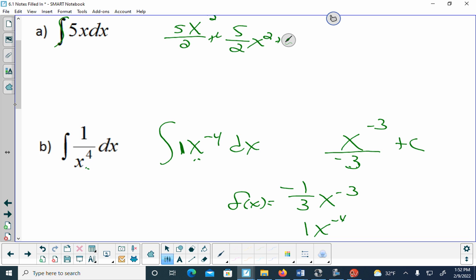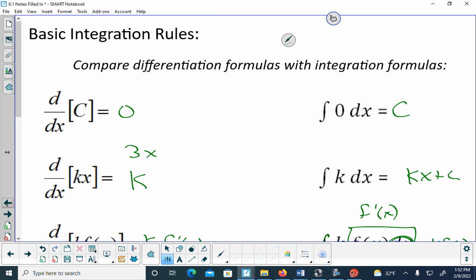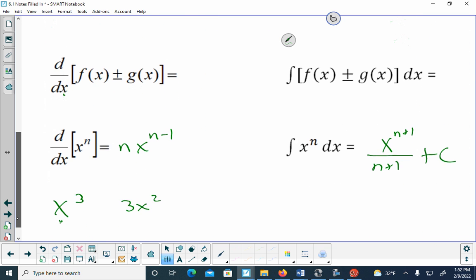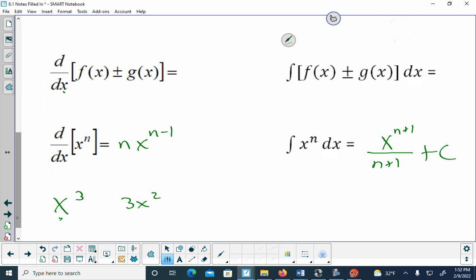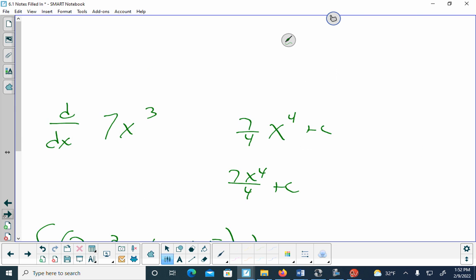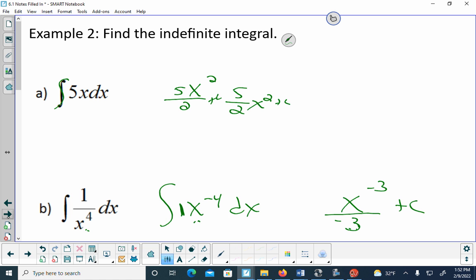So if we go back to the very beginning, remember this guy here? Where I said I'm going to add 1 to the power and then divide by n plus 1? Remember that? Yeah. So if I'm doing it this way, then I'm going to add 1 to the power, so this will be x to the negative 4 plus 1, and then I'm going to divide by negative 4 plus 1. Yes? So then that's how I get the x to negative 3 over negative 3, and then plus my c.